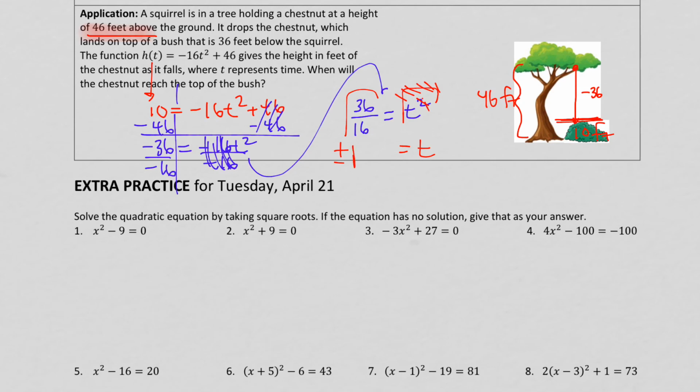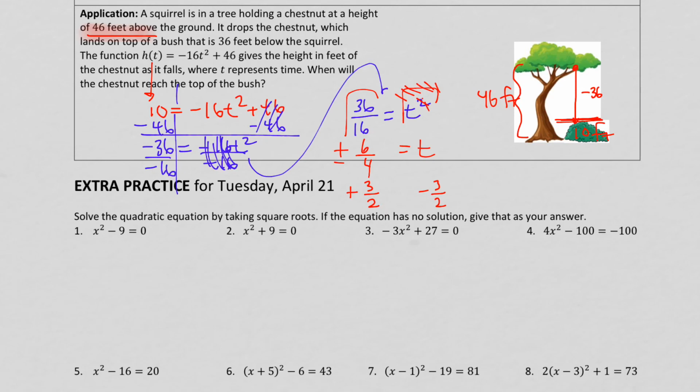Now in this case, notice how 36 and 16 are both perfect squares. So the square root of 36 is 6, and the square root of 16 is 4. So I can simply reduce this down to plus or minus 6/4, which, if you think about it as separate values, 6/4 is the same as saying 3/2. So I can leave it as plus 3/2 and minus 3/2. Those are my solutions. But in this case, it represents time, or seconds.